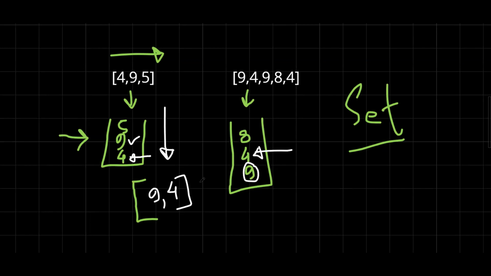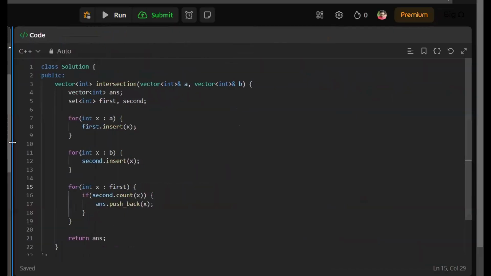Now let's move on to the code. In this problem, the code is pretty simple. At first, we are given a function named intersection. It has two parameters, vector 1 and vector 2. Now, we are taking an answer list to store the answer, and we are taking two sets, first and second. Now, in this loop, we are inserting each element of the first array into the first set, and here we are inserting each element of the second array into the second set.